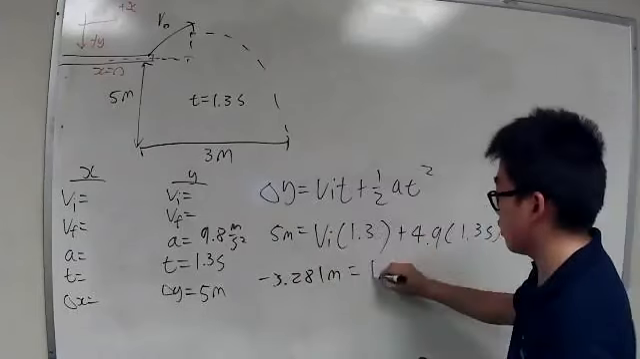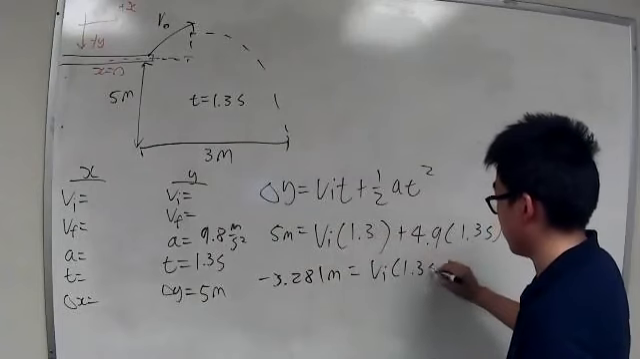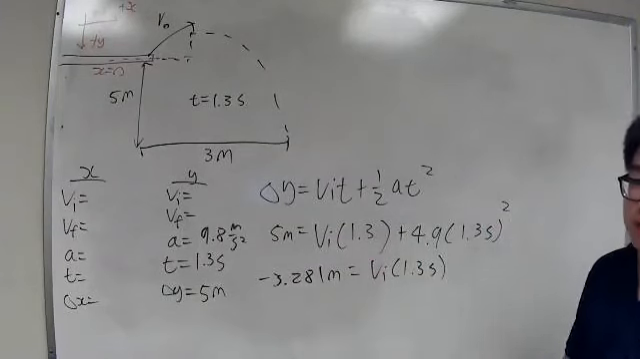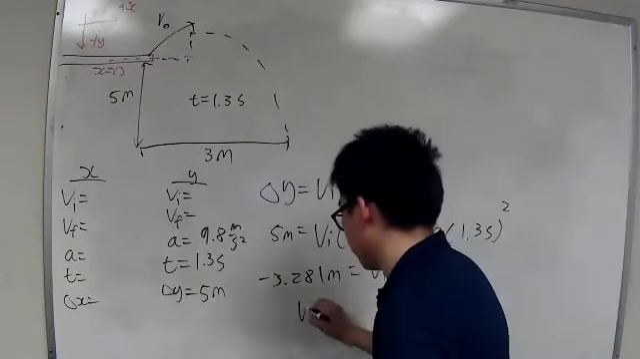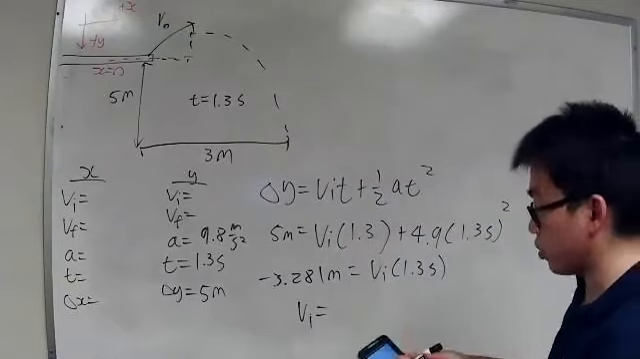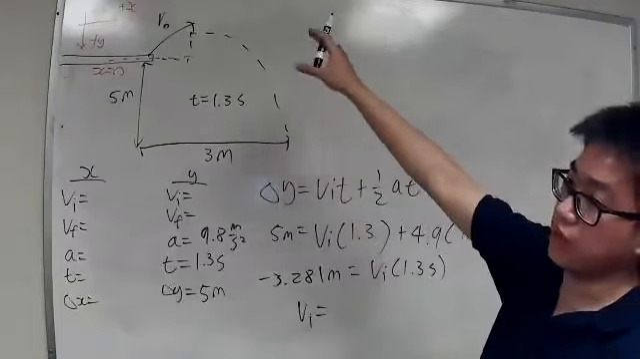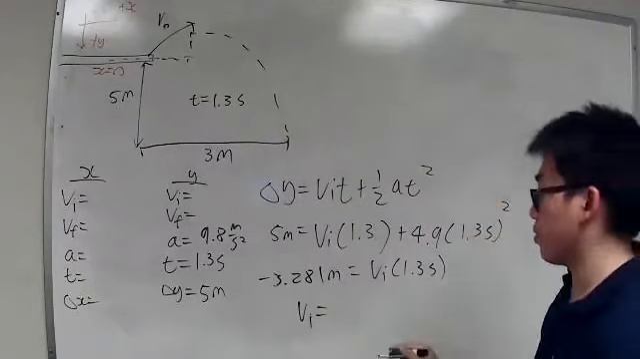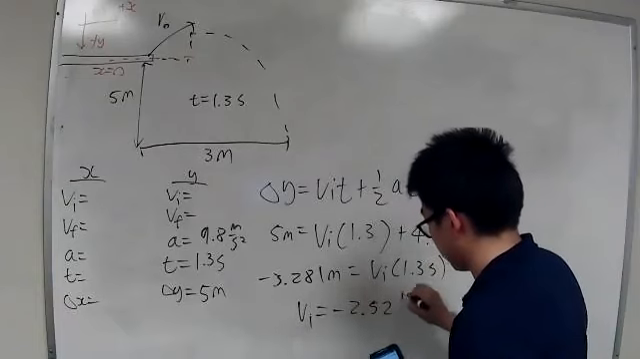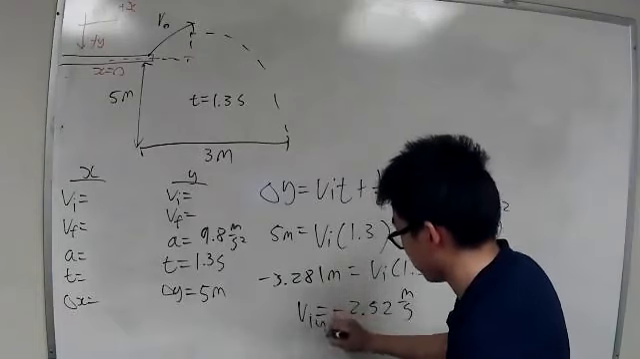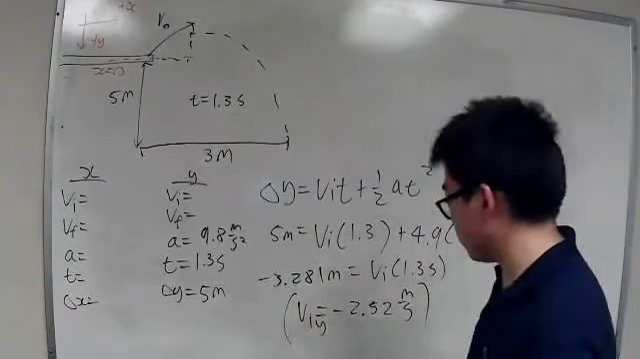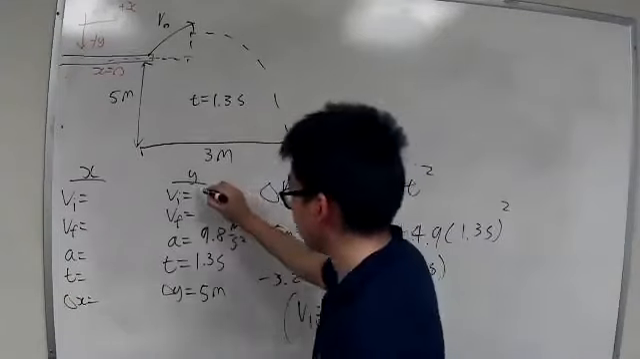So 5 minus that is going to be negative 3.281 meters. And then we can see this is meters and this is seconds, so when I divide by the seconds, I'm going to get a velocity. So this will be just fine. Of course, it's going to be negative because of the way we define the coordinate system. If down is positive, then the initial is negative, right? So here, negative 2.52 meters per second. This is the initial velocity in the y. So that's that.